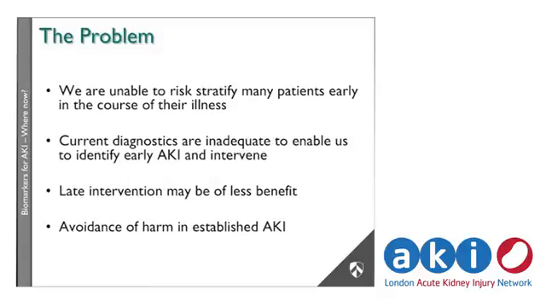The problem is we're unable to risk stratify many patients early in the course of their illness. Current diagnostics are inadequate to enable us to identify AKI early, and this is when we'd like to intervene. Late interventions may be of less benefit to the patient, certainly in terms of preventing acute kidney injury. And also you want to identify patients who've got established AKI, who are not going to generate a better urine output, and avoid harm, particularly from excessive fluid loading in these patients.